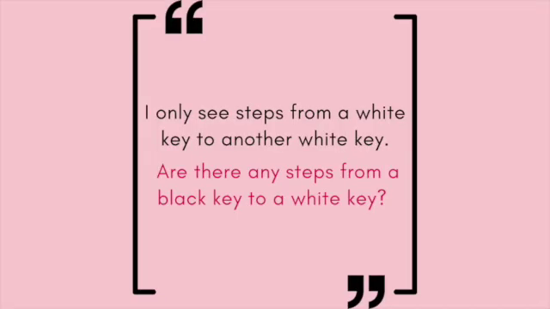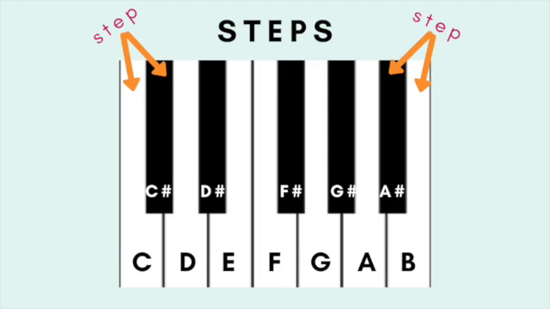I know what you're saying. I can only see steps from a white key to another white key. Are there any steps from a black key to a white key? Yes, there are. Here we see steps between C and C sharp, which is a white key to a black key, and A sharp to B, which is a black key to a white key.